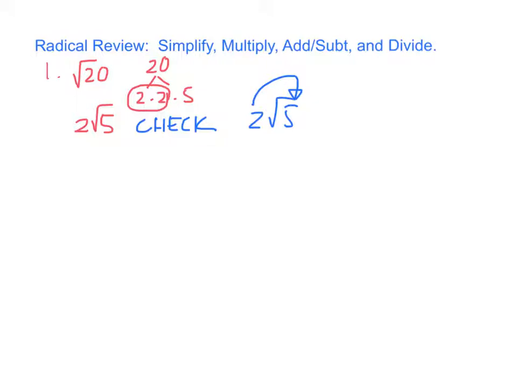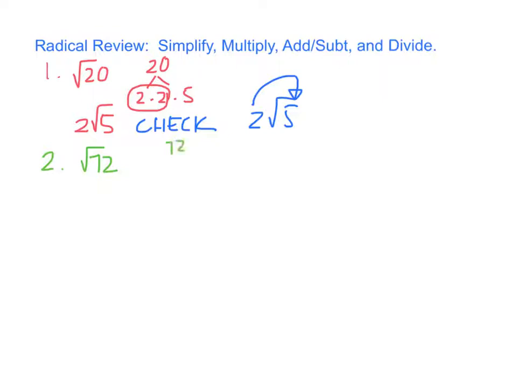Problem number 2. Square root of 72. I'm going to do the same thing. Now eventually you're not going to have to use the prime factorization tree. Some of you may have been taught by putting this into perfect squares. There's a bunch of different ways of doing it.